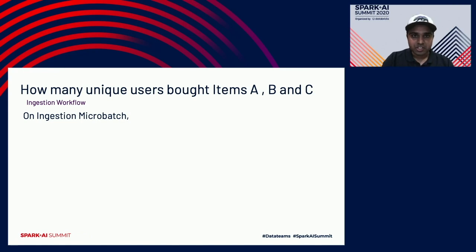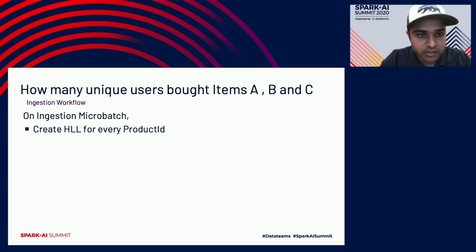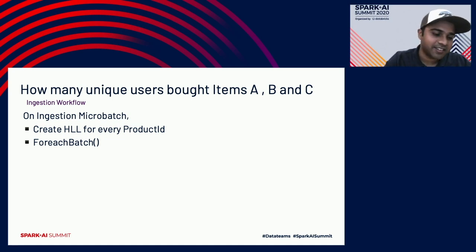So getting to the question that we want to answer: how many unique users bought items A, B, and C? If we go through the ingestion workflow again, on the ingestion micro-batch, similar to what we did for the Bloom filter, we're going to create an HLL for every product ID. And this is where we're going to slightly start deviating from the previous approach, where we were doing a good amount of the Bloom filter creation within Spark.